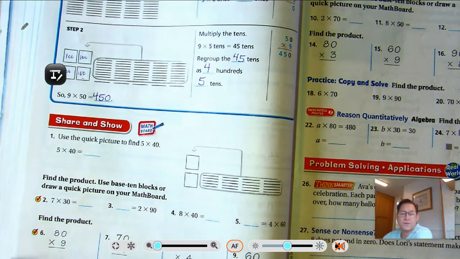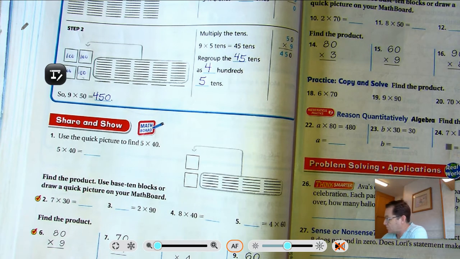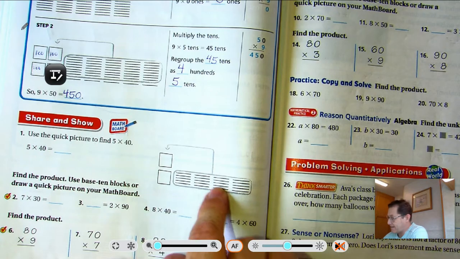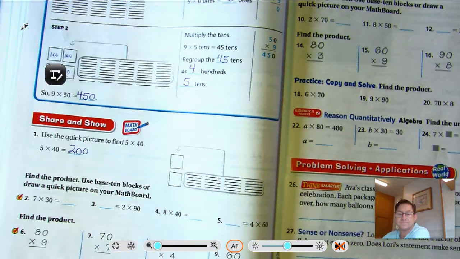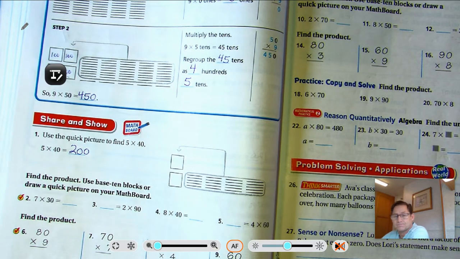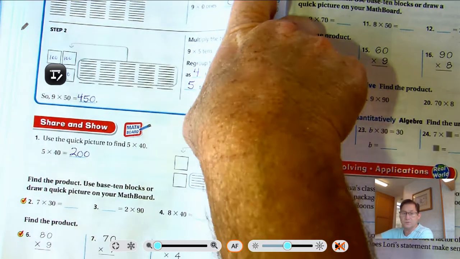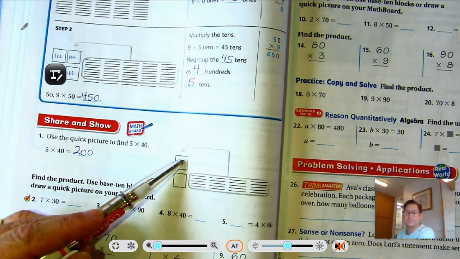All right, use the quick picture to find 5 times 40. So they circled all of the 10s and traded them for 200. So 5 times 40 is 200. Okay, remember, this symbol means that they're trading the 10s.